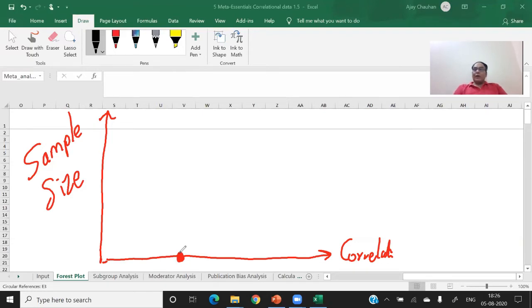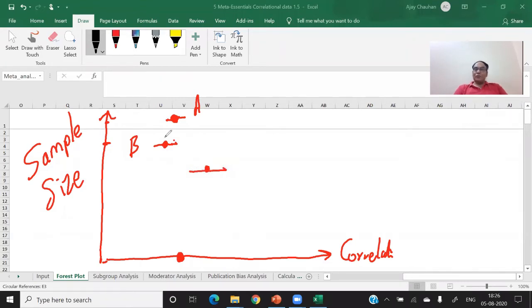If I plot the different studies, this study, which has the highest sample size, should have the low variance. Study B has slightly higher variance than the previous one, because this study has a lower sample size than A. This is study A, this is study B. Then we have study C, which has a smaller sample size than A and B.